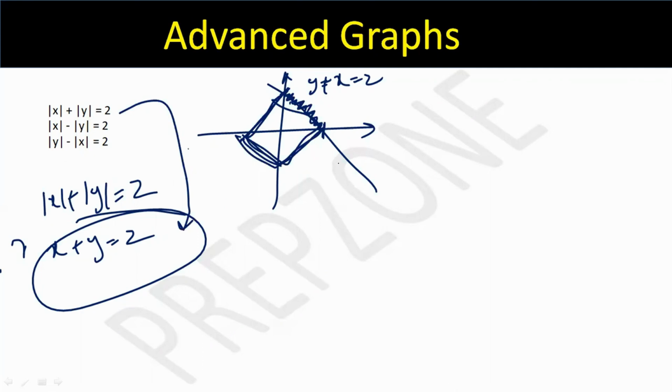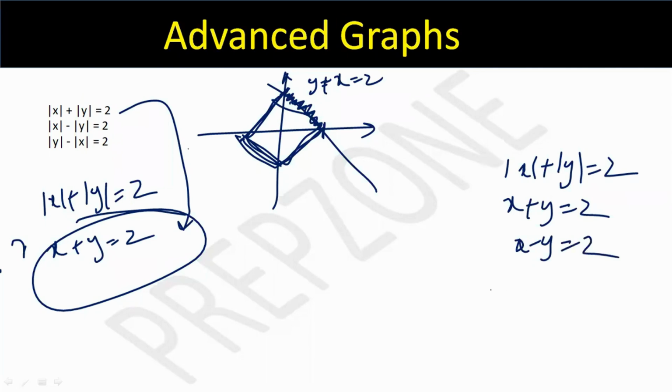Okay? So always when you have to plot such graphs, what you do, you just take all the cases. So mod x plus mod y equals to 2. You just take all the cases. There'll be 4 cases, right? x positive, y positive; x positive, y negative; x negative, y positive; and x negative, y negative. So there'll be 4 lines. x plus y equals to 2. x minus y equals to 2. Minus x plus y equals to 2. And minus x minus y equals to 2. These will be 4 lines.